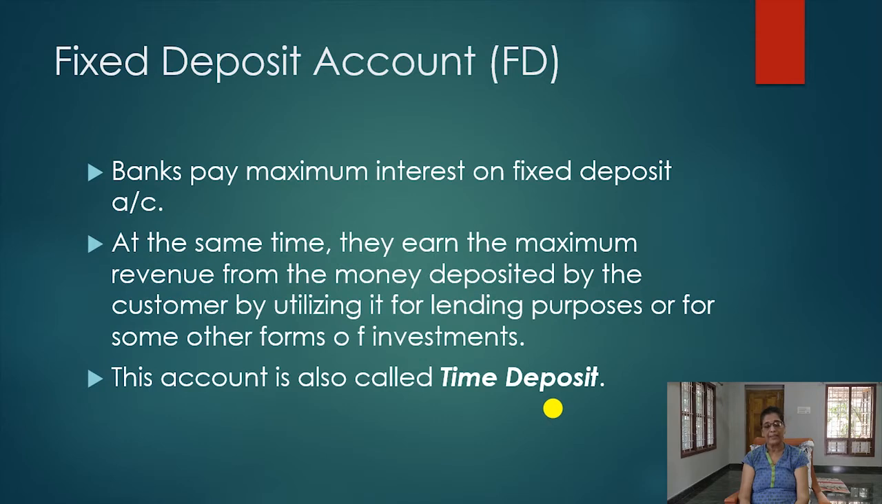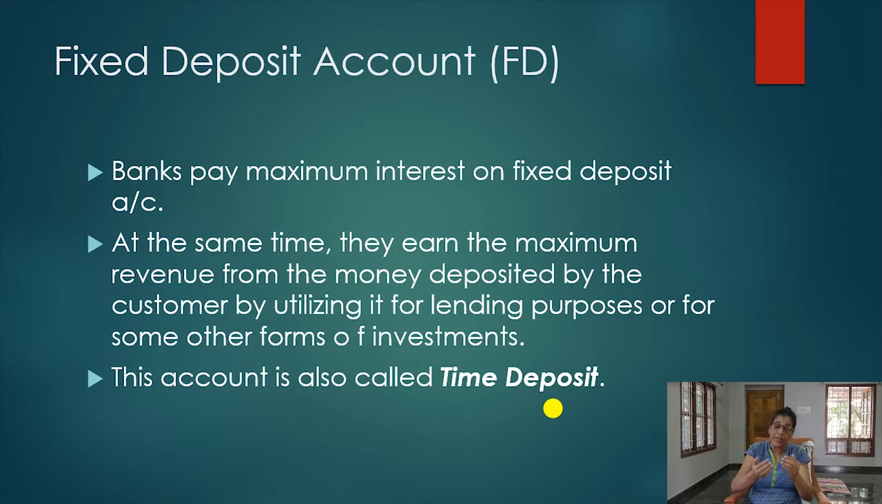Banks pay maximum interest on a fixed deposit account because we keep our money on fixed deposit for a definite period of time. So what happens? The bank earns money, at the same time the customer also earns money. How does the customer earn money? Customer is earning money by getting the interest provided by the bank. So usually banks will give 6 to 7% interest. Well, so how do the banks earn revenue out of this one?